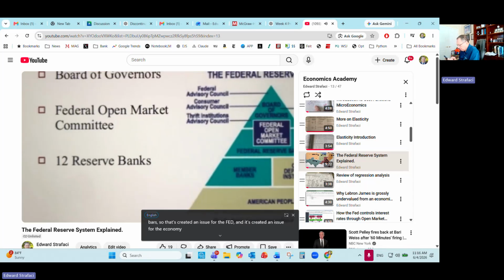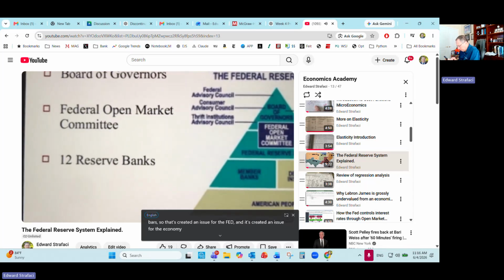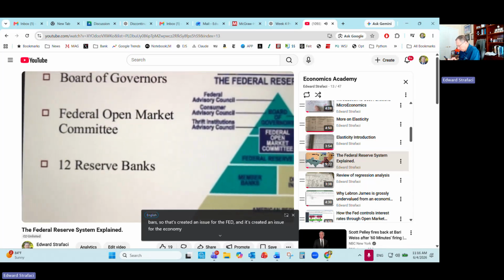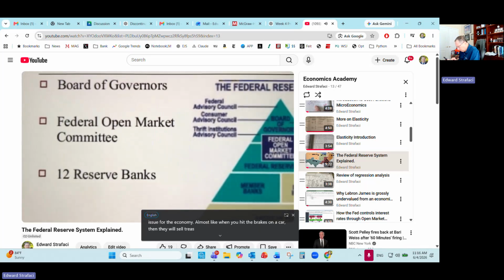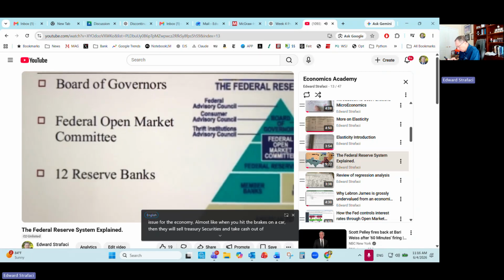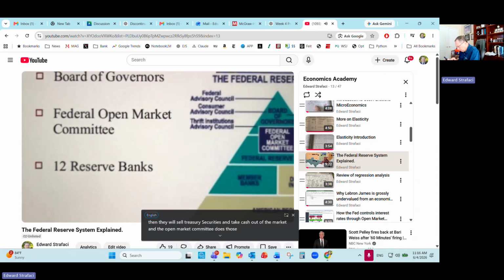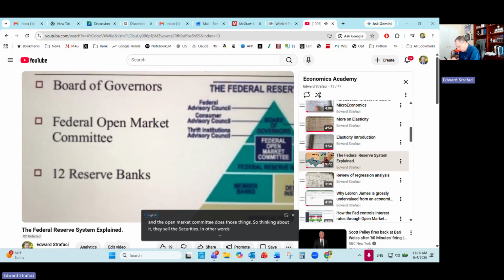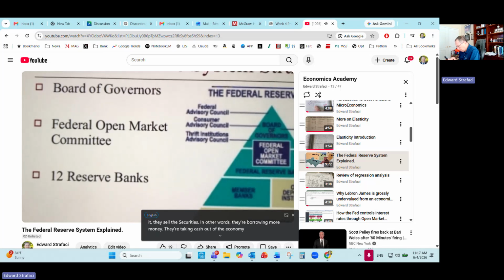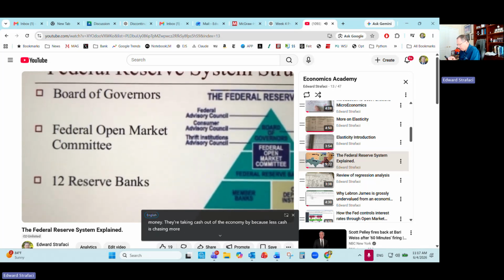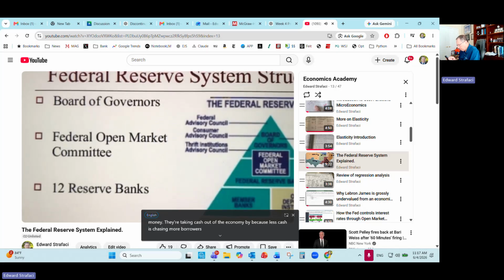And then when they want to raise rates, because inflation is getting out of control, almost like when you hit the brakes on a car, then they will sell Treasury securities and take cash out of the market. And the Open Market Committee does those things. So thinking about it, they sell the securities. In other words, they're borrowing more money. They're taking cash out of the economy. Because less cash is chasing more borrowers, think about the supply and demand economic relationship, rates will go up.